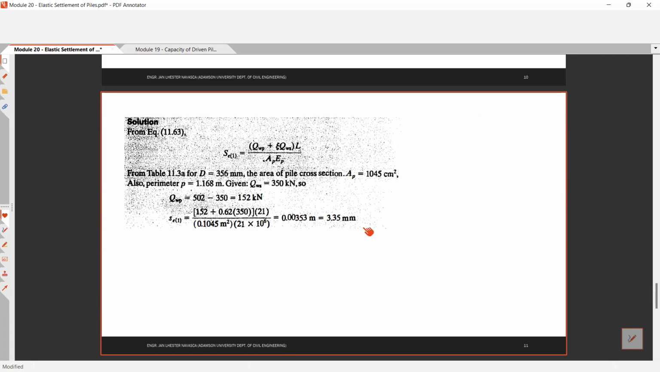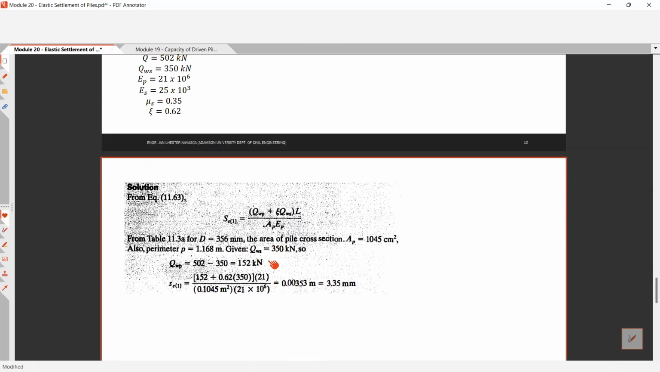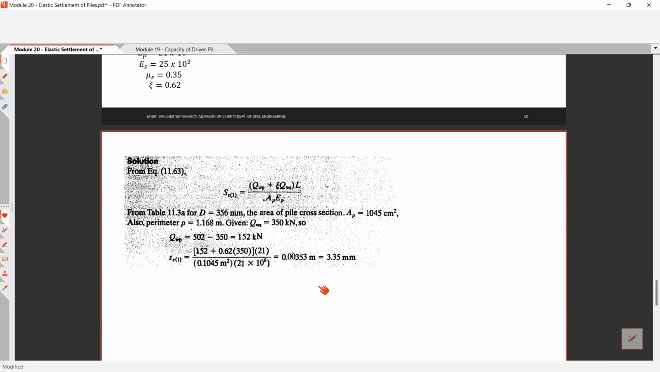Pretty straightforward answer. This is in kilonewton, this is in kilonewton, your E sub P is in kilonewton per square meter, so all units are in meters. So ang final answer nyo is in meters. Multiply it by 1,000, you have 3.53. 3.53 millimeters pala, sorry, 3.53 millimeters. Okay, do you have questions for SE1? May question ba kayo? Okay, clear naman guys yung first settlement natin.